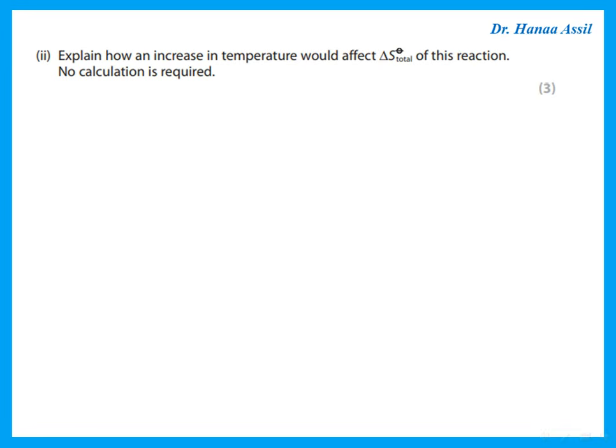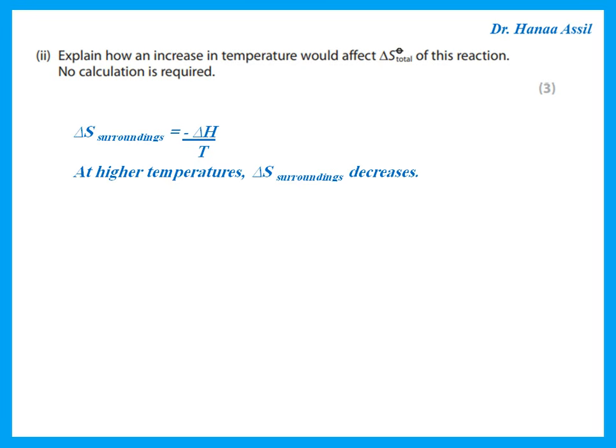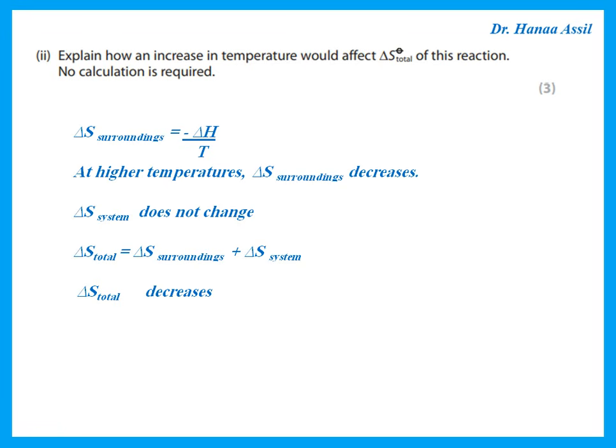Explain how an increase in temperature would affect the delta S total of this reaction. Well, you know that the delta S surroundings is minus delta H over T. And that means at higher temperatures, the delta S surroundings would decrease. But then the delta S system does not change. The delta S total is equal to delta S surroundings plus delta S system. So if the delta S surroundings decreases, that means that the delta S total would decrease.